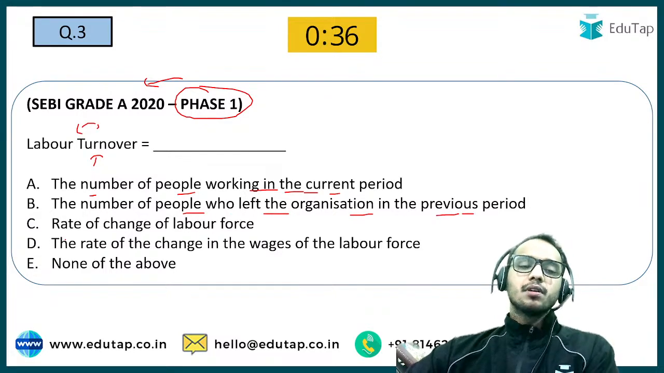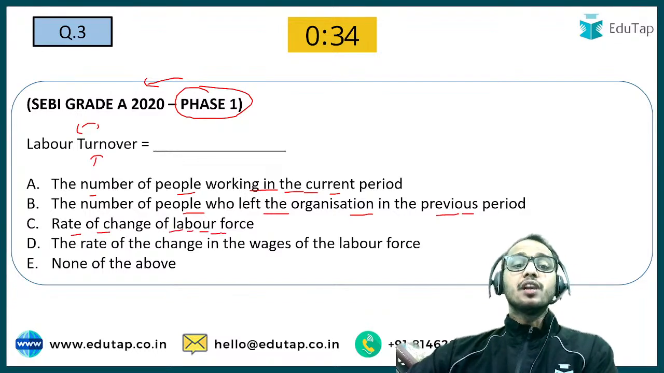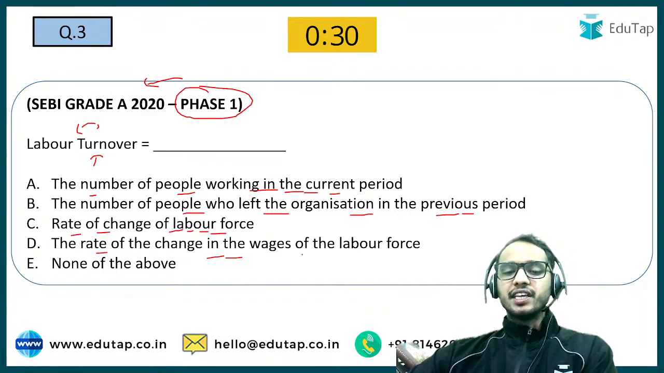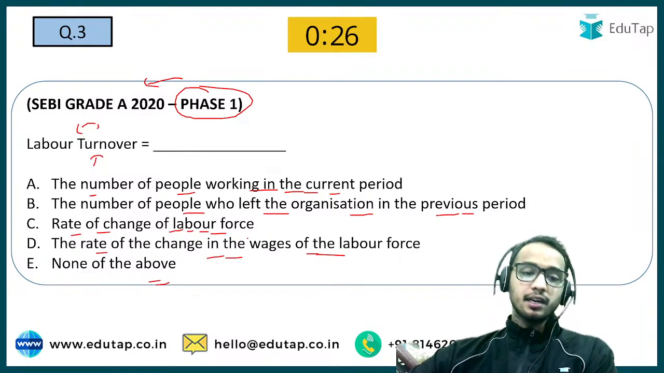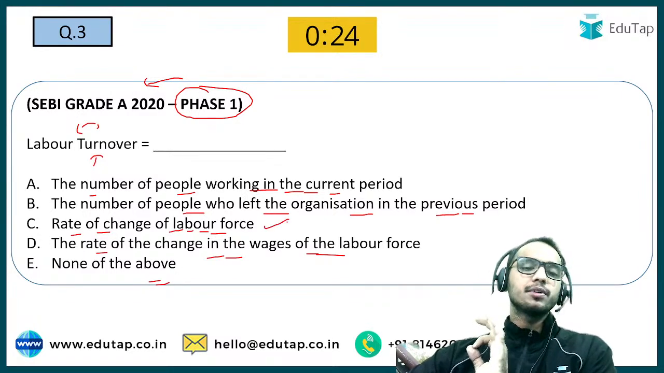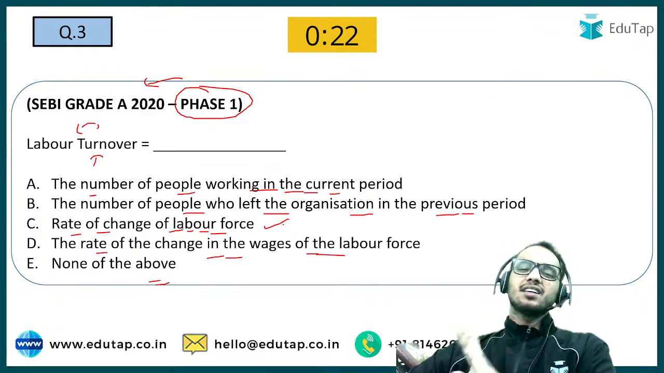Option number C, rate of change of labor force. Option number D, the rate of the change in the wages of the labor force, and E option is none of the above. So I can see that most of you are correct again. That is C. Option number C would be the correct answer here, and it is very easy.